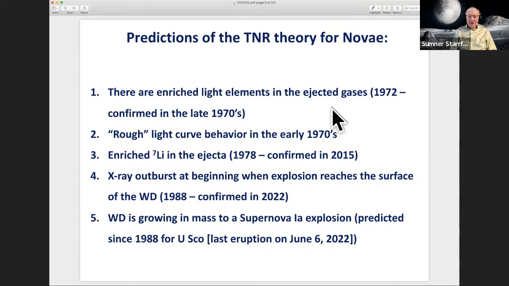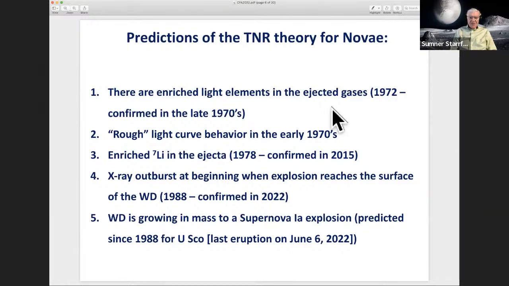Now we've already heard from our last superb talk that we need to make predictions that can be observed. And of course, here are some of them from classical nova studies over the last N years. Enriched light elements in the ejected gases were first predicted by our hydro studies in 1972. A rough light curve behavior in the early 70s. Enriched lithium in the ejecta was predicted in 1978, not confirmed until 2015.